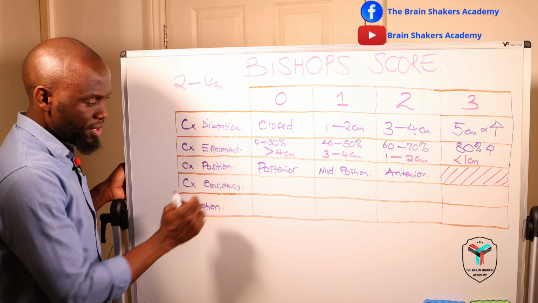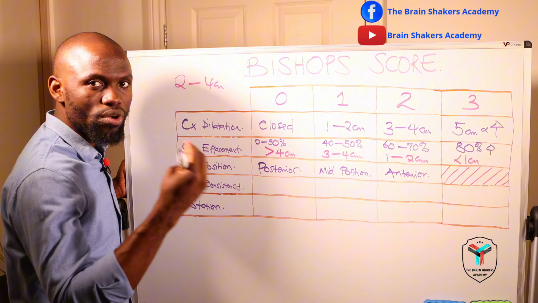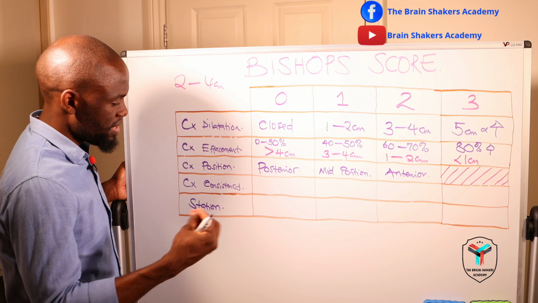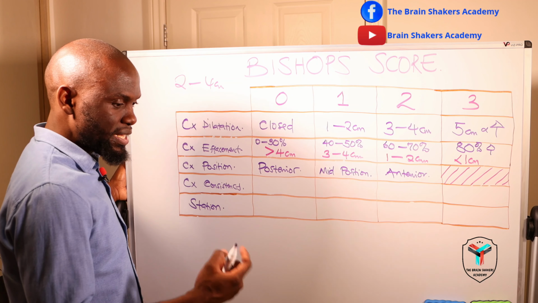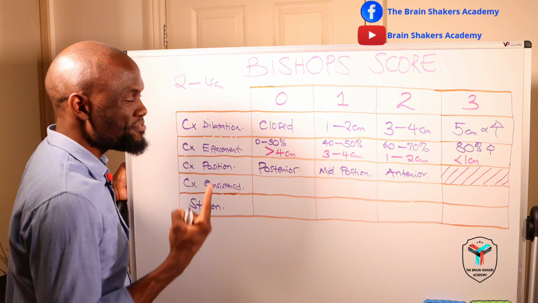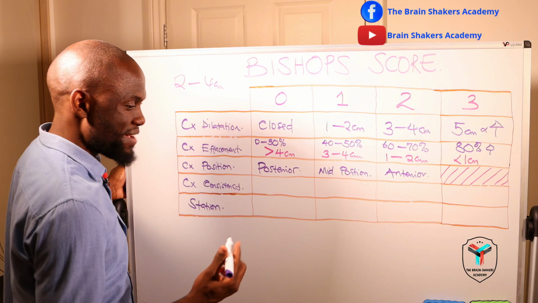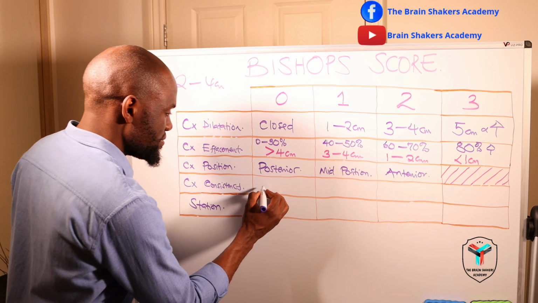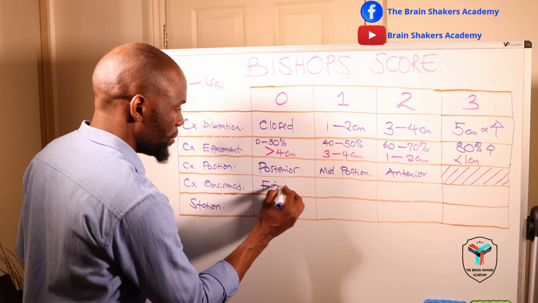Then we're looking at the fourth parameter, which is the cervical consistency. How soft does the cervix feel? Usually the cervix is deemed to feel more or less like the tip of the nose, and that is a firm cervix. So if the cervix feels firm, then it is going to score a 0.